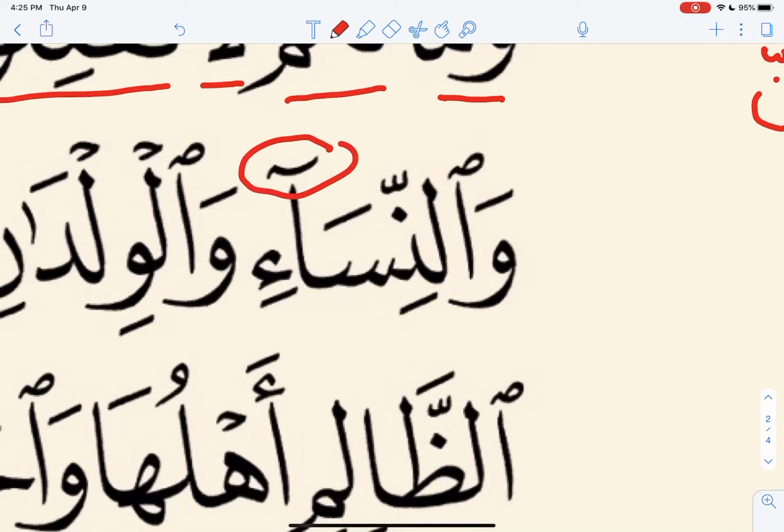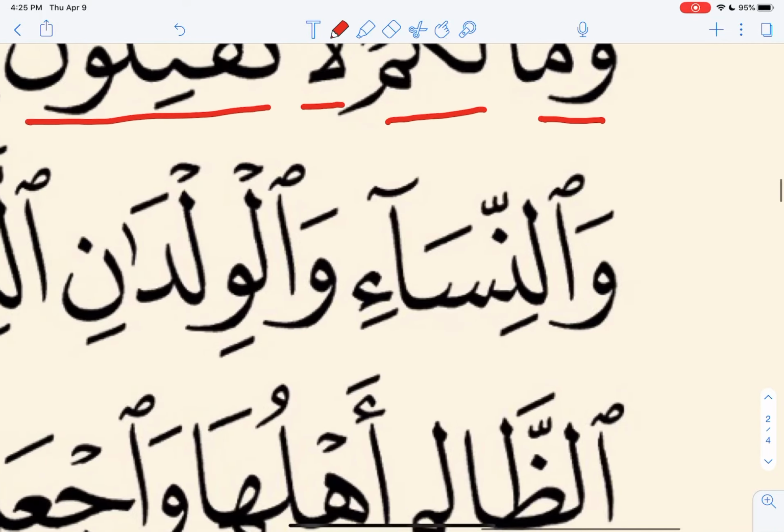And then we say وَالنِّسَاءِ. Whenever you see this squiggly line, we're going to mid. We're going to extend it a lot. This is something I'm going to talk about way later. Don't worry about it now. Okay, but just for the sake of learning purposes, so you know what that is.